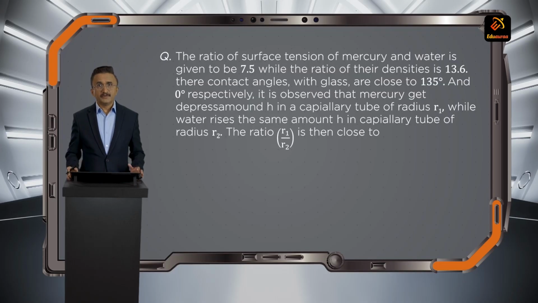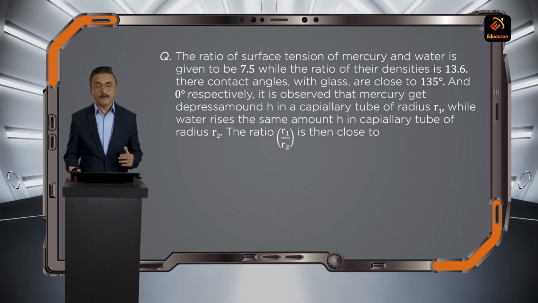The ratio of surface tension of mercury and water is given to be 7.5, while the ratio of densities is 13.6. Their contact angles with the glass are close to 135 degree and 0 degree respectively. It is observed that the mercury gets depressed by the amount H in a capillary tube of radius R1, while the water rises by the same amount H in the capillary tube of radius R2.